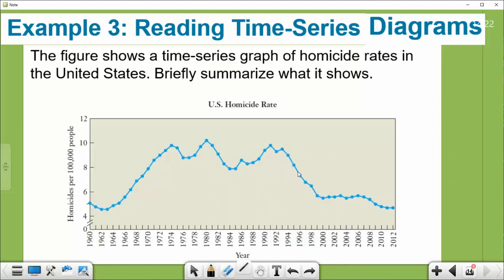And then look, it's a big decrease, right? The steeper that is, the faster the decline rate. And then it's kind of leveling off since about 2000. It's kind of dipping down. Okay, so this is a time series graph. You can see the change over time. So it's a really effective way to show this data, the change of homicide rate from 1960 to 2012.